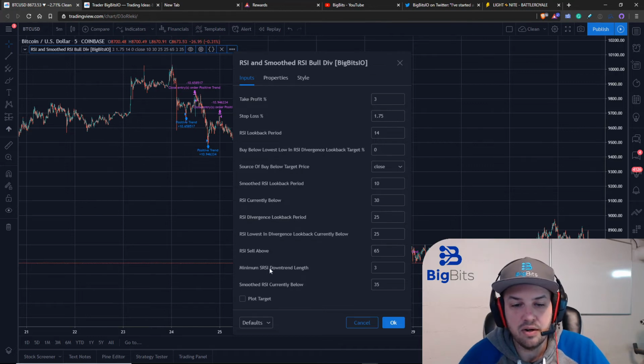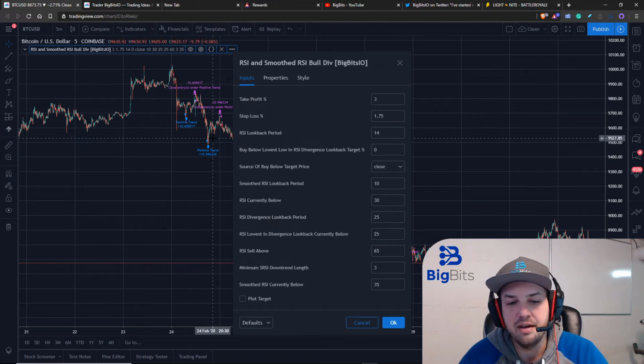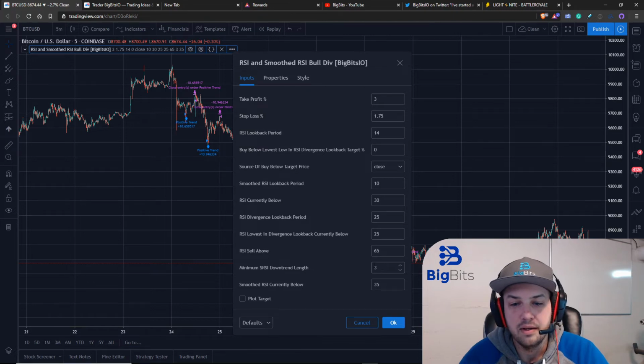The minimum SRSI downtrend length. This is our smoothed RSI. So not only do we need to be below the price that it was at the lowest RSI in the history in the 25 period back, but we also need to have a smooth or a moving average of the RSI that's also moving down, and we want that moving down average to have occurred at least 3 times in a row before it'll buy. And this kind of shakes out some of the positions that would have occurred while the price was still dropping, although that still does happen quite a bit on more volatile type things.